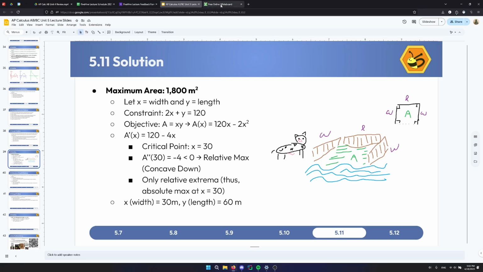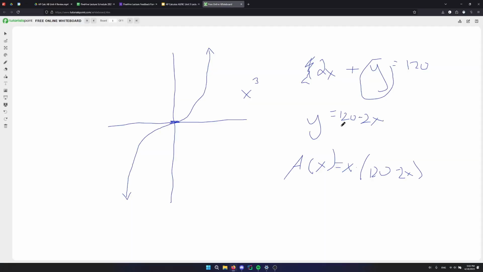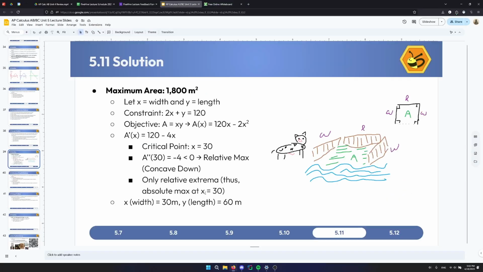So the last part is just, for example here, if we have y as 120 minus 2x, and we plug this back into x times y, then we can just multiply these two and get 120x minus 2x squared. Okay, hopefully it makes sense now.